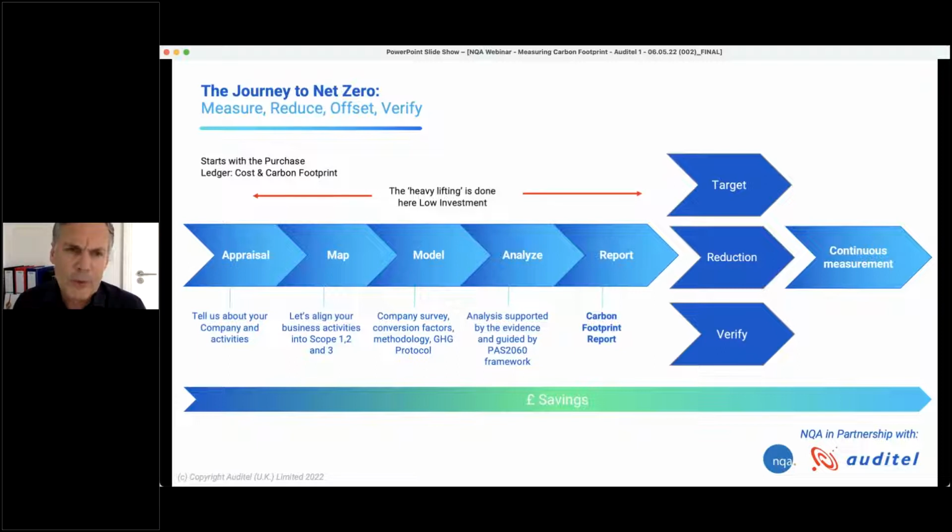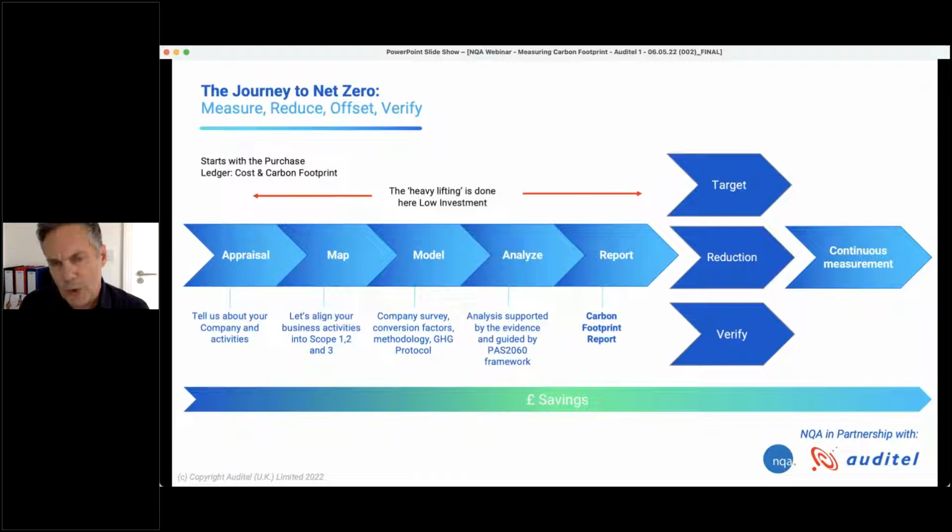Just a couple of extra points here around this first stage. If you haven't already started, it's a really good idea to get visibility and understanding of your purchase ledger, because in your purchase ledger, you'll get an understanding of your cost and spend, but you'll also get visibility of your suppliers, which you're going to need. The second part is around savings, that bar at the bottom. All the way through the process of carbon management planning, there's always an opportunity for savings.